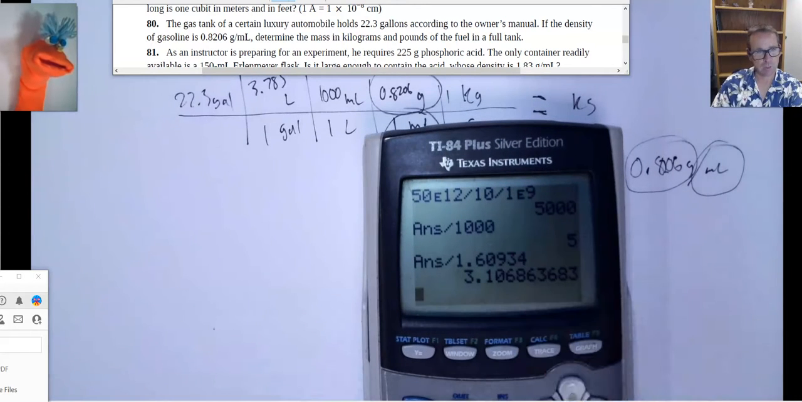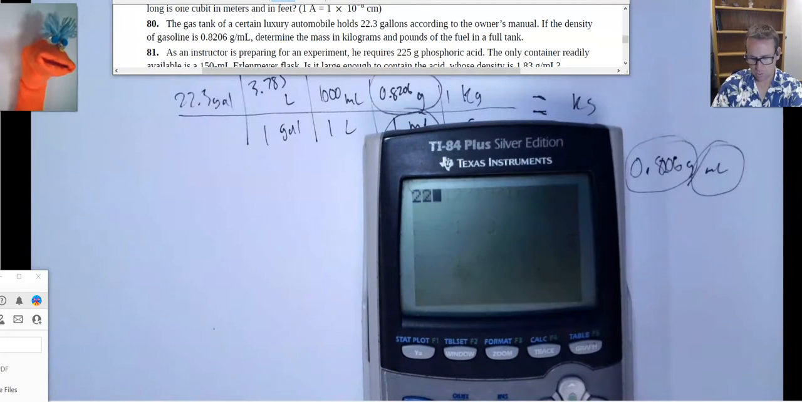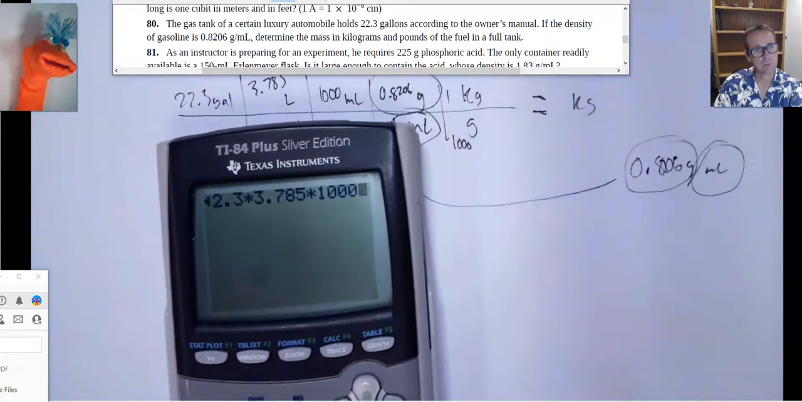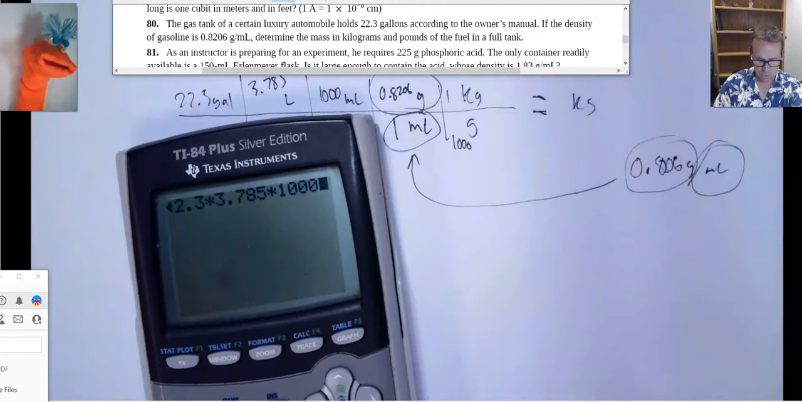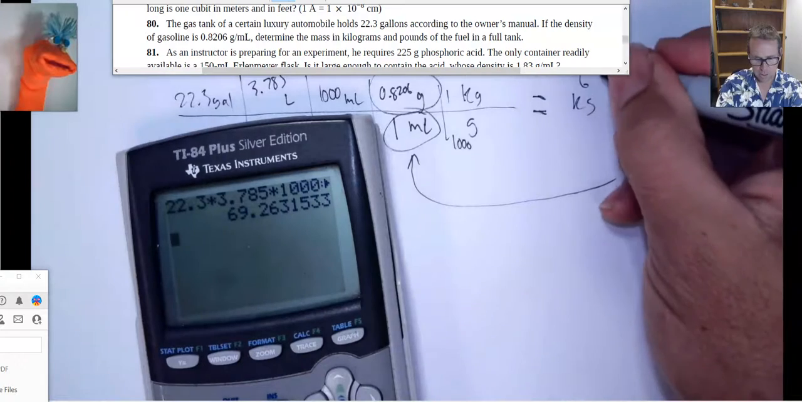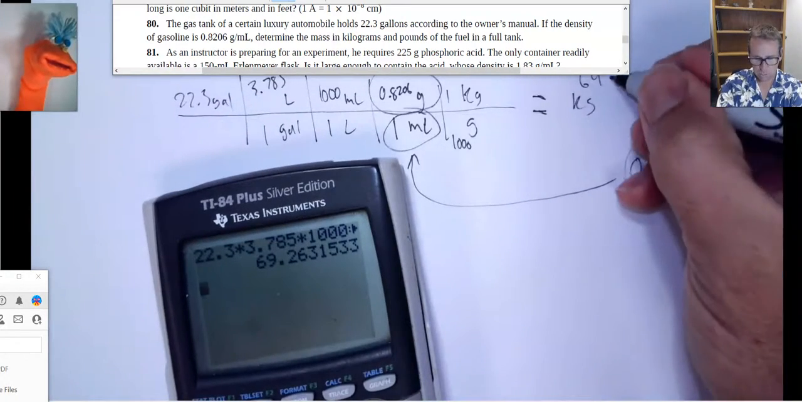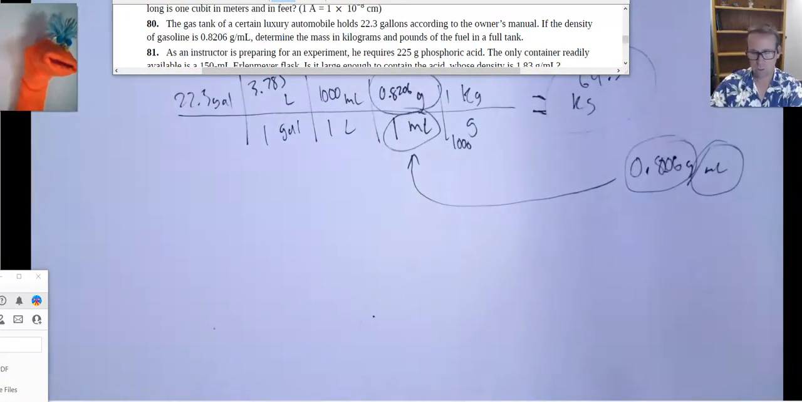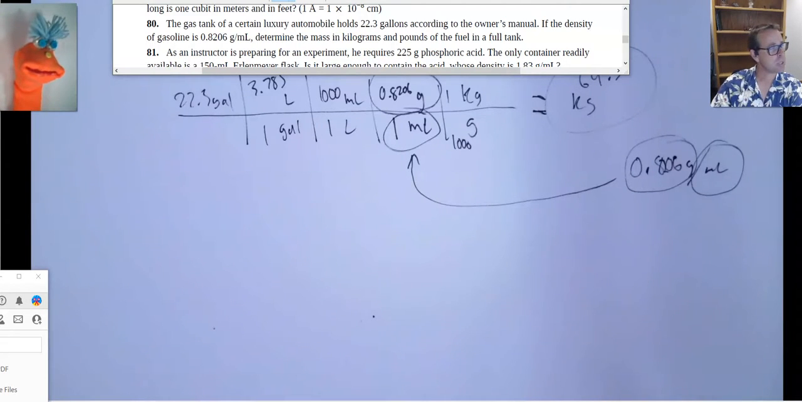Okay, so we have our 22.3 times 3.785 liters for every gallon times 1,000 milliliters times 0.8206 divided by 1,000. So we got 69.3, three significant figures, kilograms. Okay, so that was number 80.